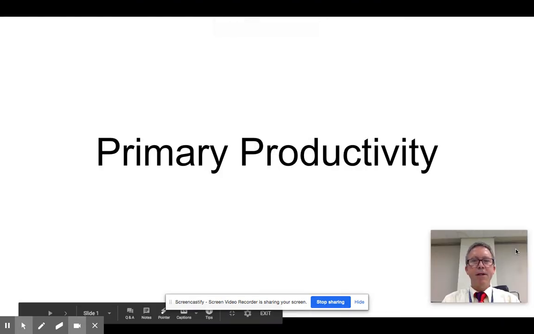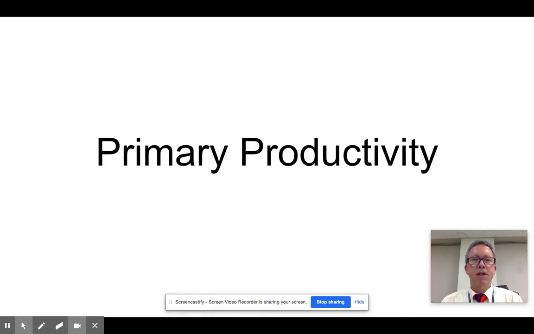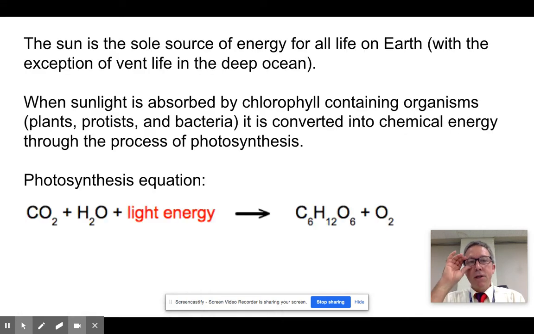Okay, let's talk about primary productivity, or just we'll use the term productivity as a general term because it comes in different forms. So here's the idea, and we've already discussed this in class. The sun is basically the sole source of all energy on Earth, except for a few ecosystems that exist deep in the oceans that use chemical energy coming out of volcanic vents. But for the most part, at the surface of the Earth, in the oceans and lakes and the rivers, it is the sun that provides the energy that fuels everything.